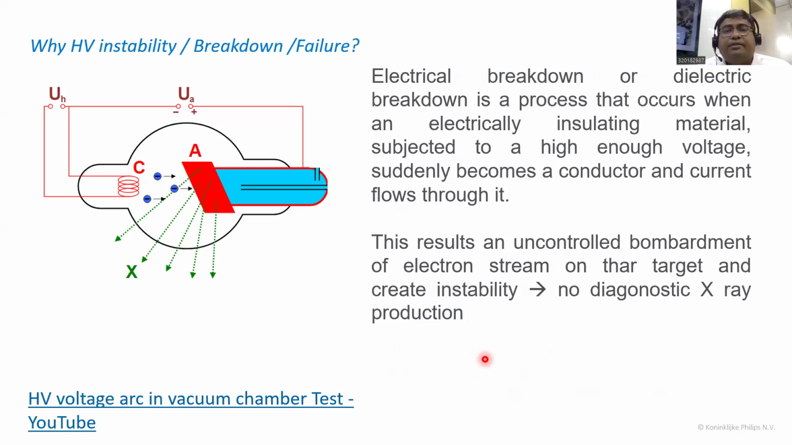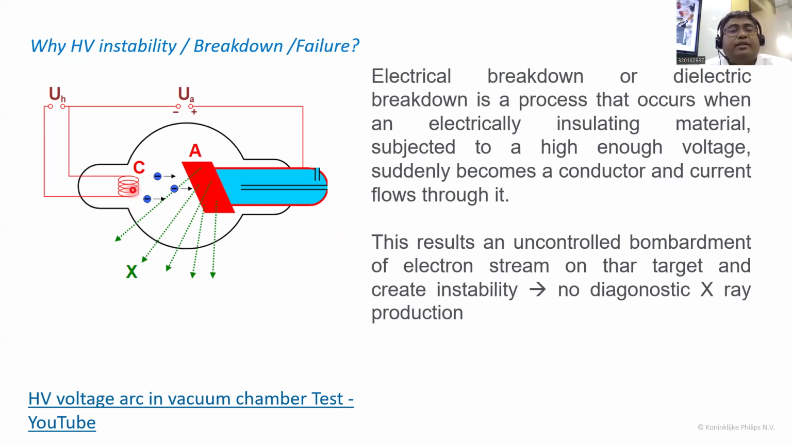Moving to the next. Now we have tried to explain how this X-ray generation is happening. So next is our topic, high voltage design. What is high voltage instability or breakdown?